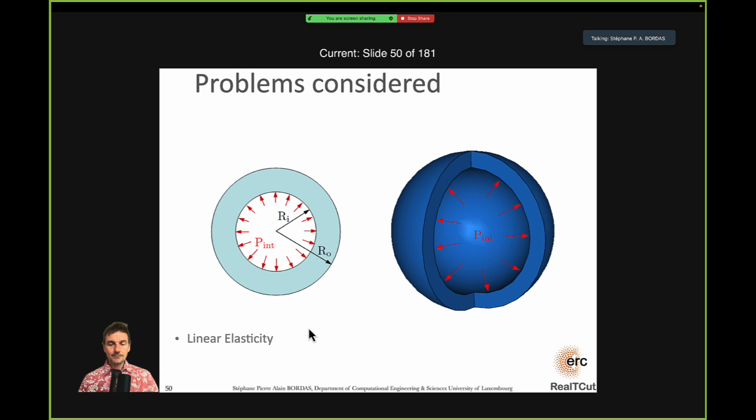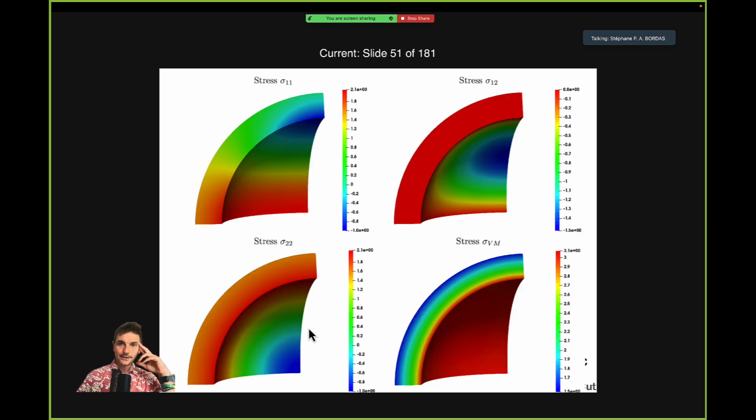And I'm really encouraging you to look at the papers that I will give you, because they will allow you to understand better the way we do it practically.